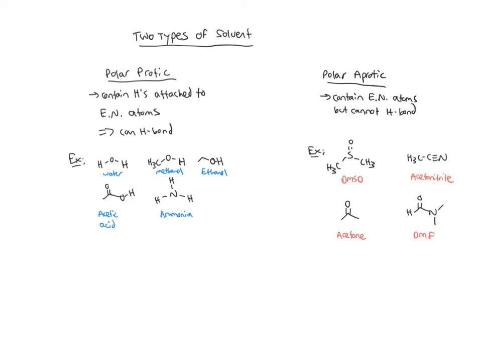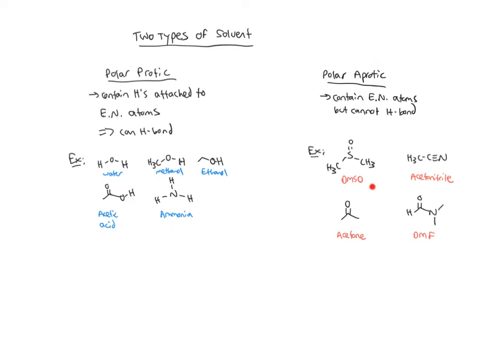For polar aprotic, we still have those electronegative atoms because we still do need to have those polar covalent bonds in that solvent, but those electronegative atoms are not attached to an H, so they can't H bond. So here we have our oxygen attached to a sulfur. We have our nitrogen attached only to carbon. There's no H's attached to that nitrogen. There's no H's attached to this oxygen. And then same here, no H's attached to that oxygen or that nitrogen either. And so those are polar aprotic solvents.